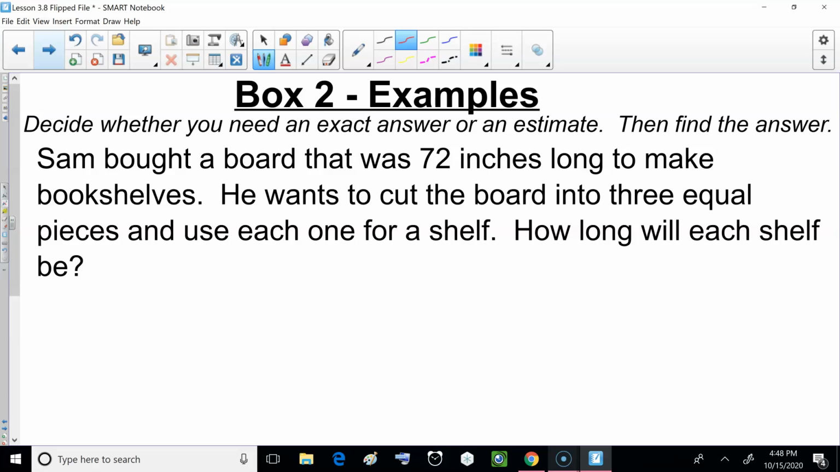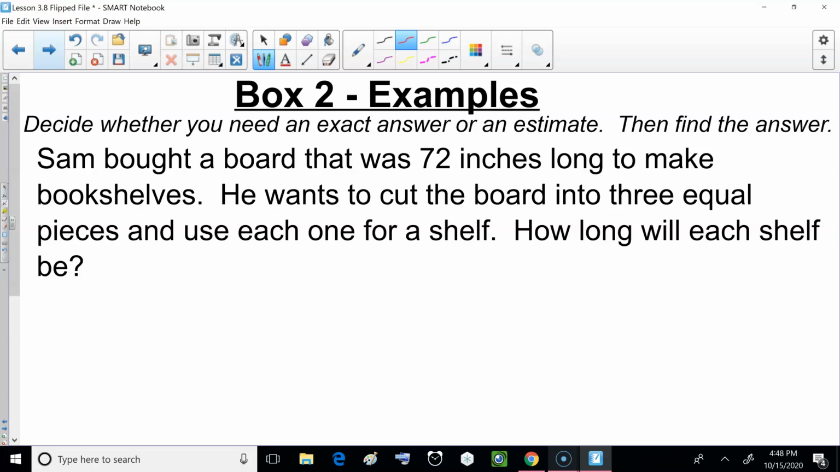So decide whether you need an exact answer or an estimate, then find the answer. Sam bought a board that was 72 inches long to make bookshelves. He wants to cut the board into 3 equal pieces and use each one for a shelf. How long will each shelf be?